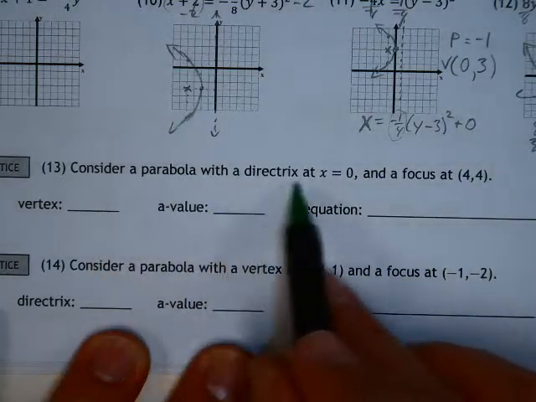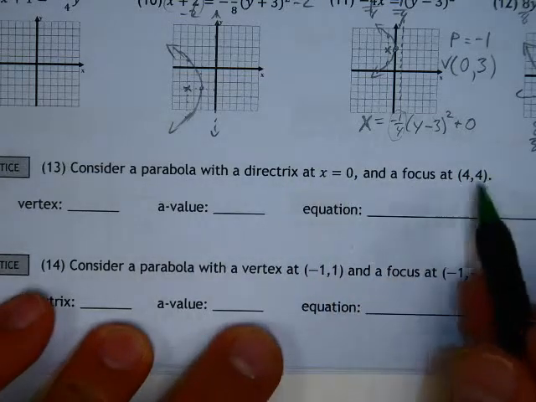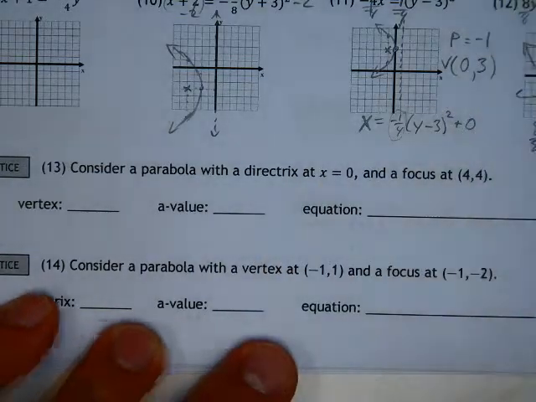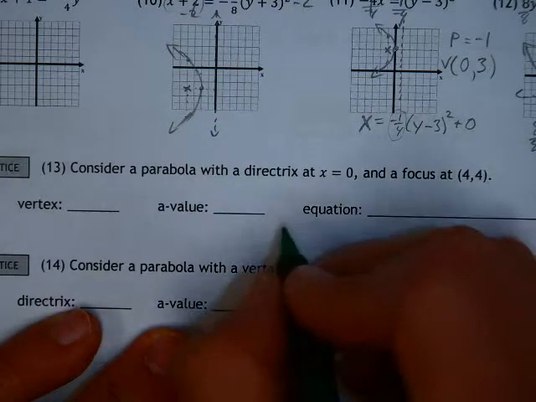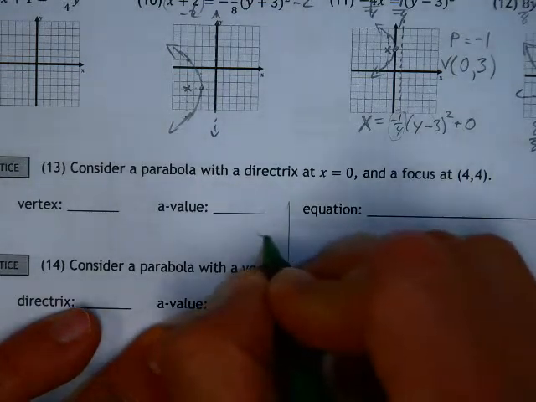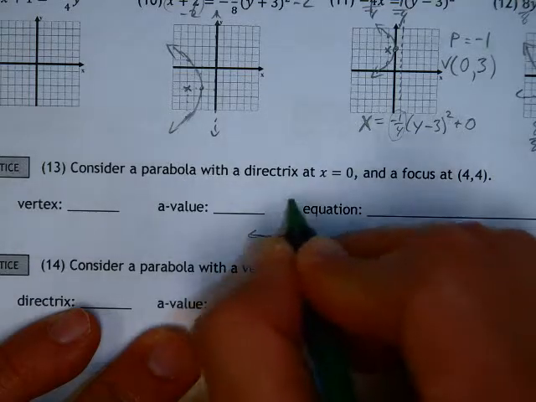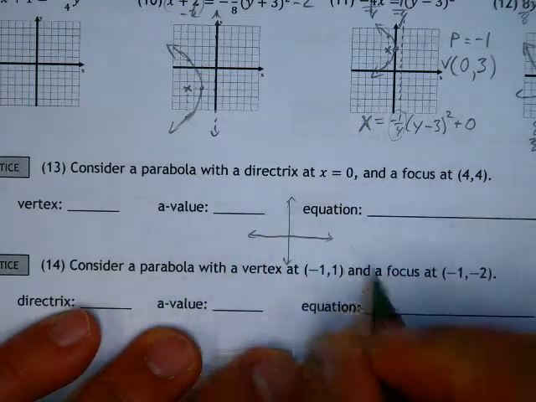So consider a parabola with directrix at x equals 0 and a focus at 4, 4. We're doing the same stuff that we did up in the top section. We just don't have the pictures here. So I would encourage you to draw the picture. This is a lot of stuff to try and ingest in your brain without having some sort of visual.